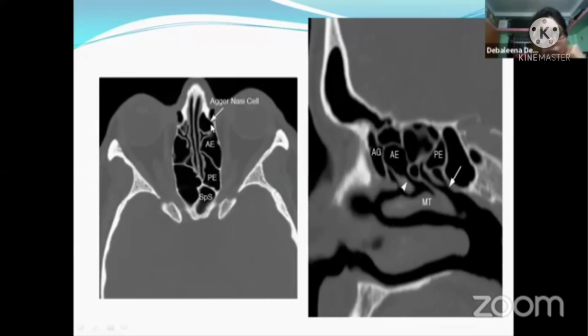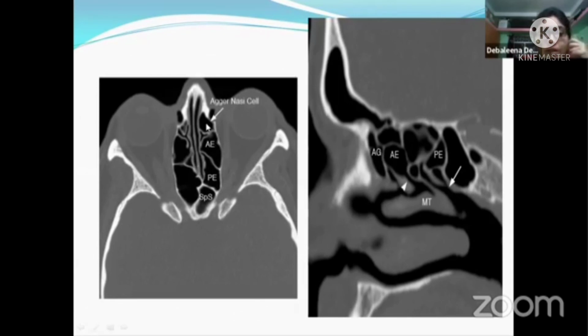Now in this picture, we can see that this is the orbit region and this is the lamina papyracea. As we all know, the lamina papyracea is a thin plate of bone. So if this Agger nasi cell is infected, the infection can pass through this. There are a few dehiscences in some cases of lamina papyracea. So this infection can pass through the dehiscences into the lacrimal sac area.